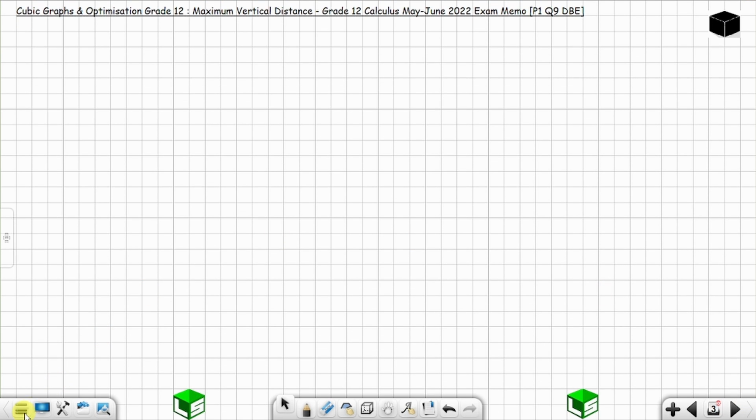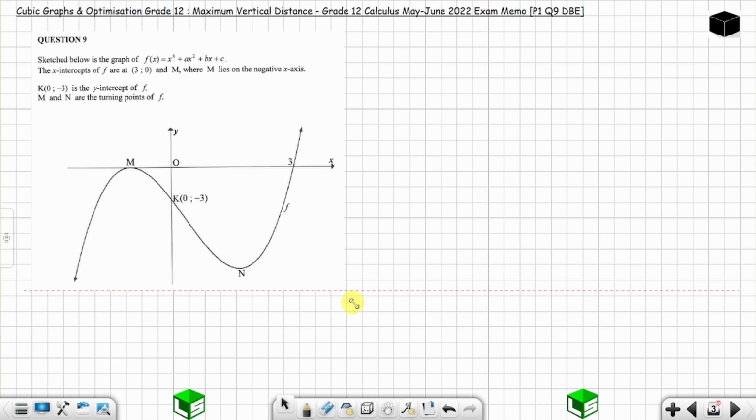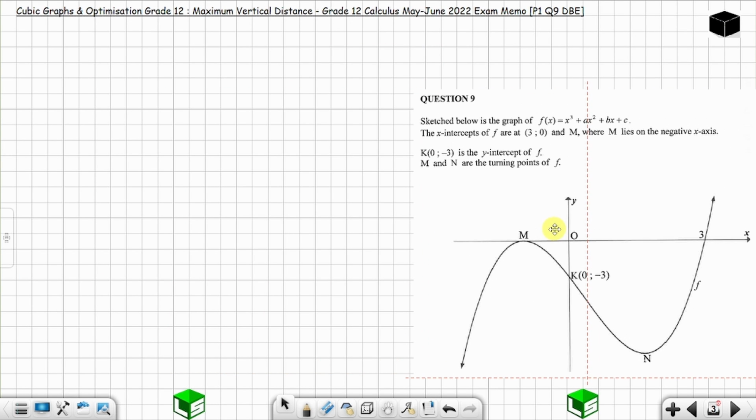Let me get the question again. Question 9 from May-June 2022. Okay, this is the question. Question 9: sketched below is the graph of f of x is equal to x cubed plus ax squared plus bx plus c. The x-intercepts of f are at (3, 0) and (m, 0), where m lies on the negative x-axis. K with coordinates (0, -3) is the y-intercept of f. M and N are the turning points of f.